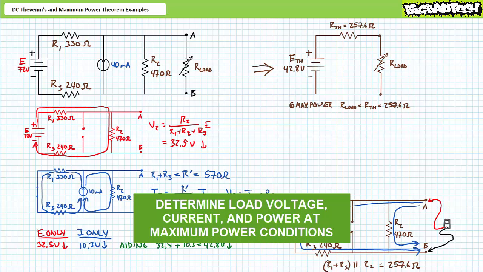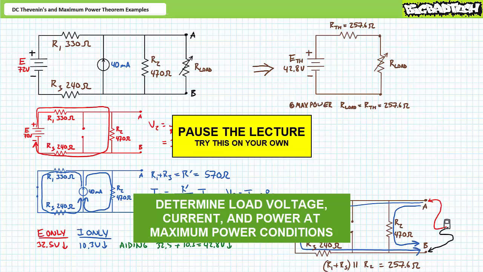Stage 2 of this illustrated example problem now dictates we determine the load resistance which receives the maximum power. Additionally, see if you can solve for voltage, current, and power for the load at conditions of maximum power. By all means, pause the lecture and try stage 2 on your own. If you're tracking, you should have obtained the following results.